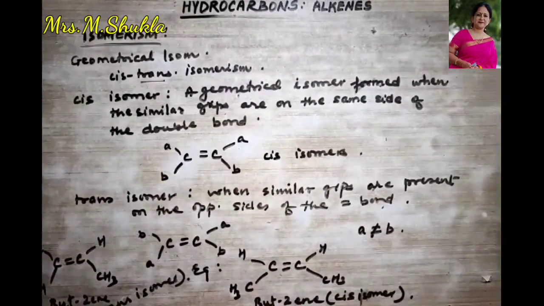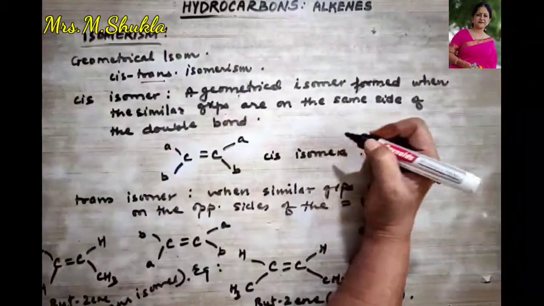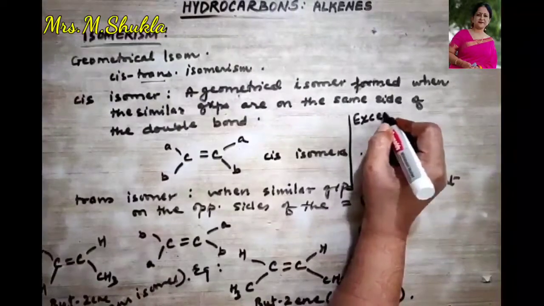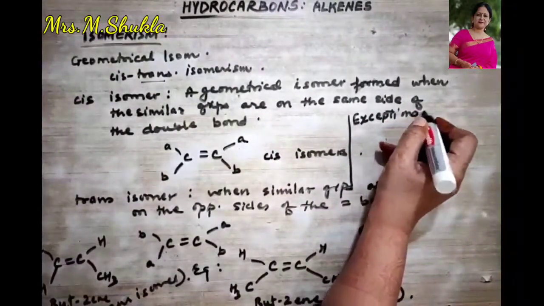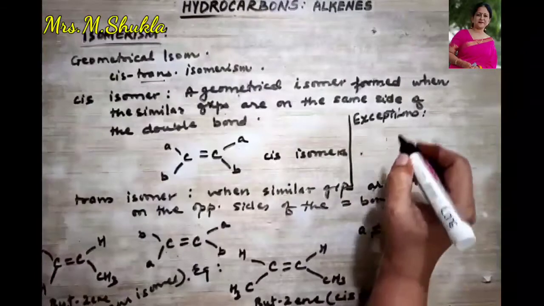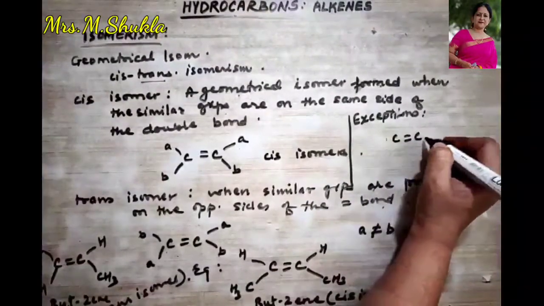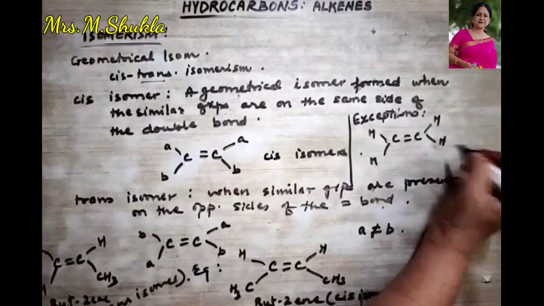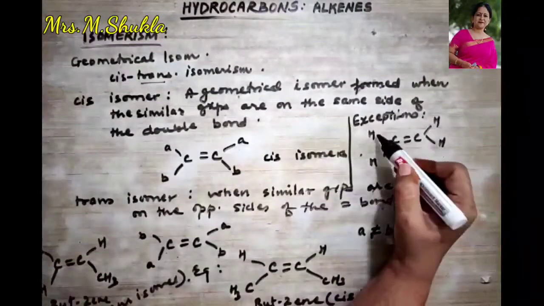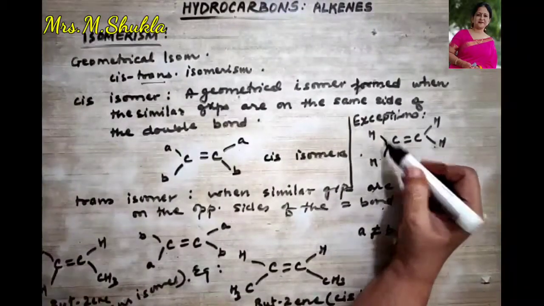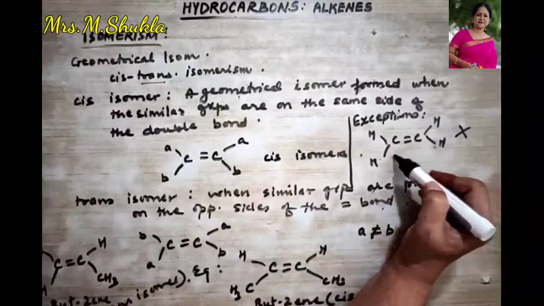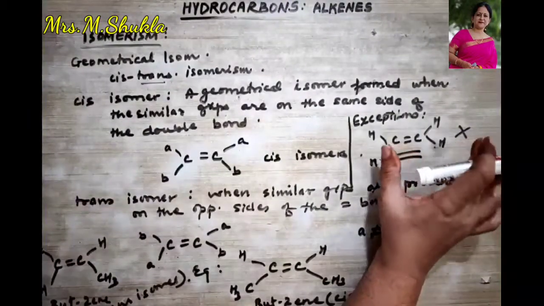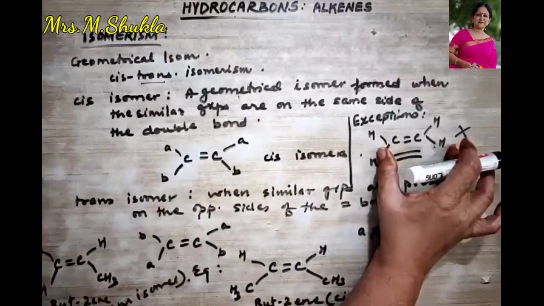For example, let me give you an exception. Over here, I'll write down the exception. Let us look at these two examples that I would like to quote you over here. Look at this particular compound. What is this called? This is ethene. Now look over here. The substituent is the same. That means A is equal to B. So this compound is not going to exhibit geometrical isomerism. I hope this is very clear to you.